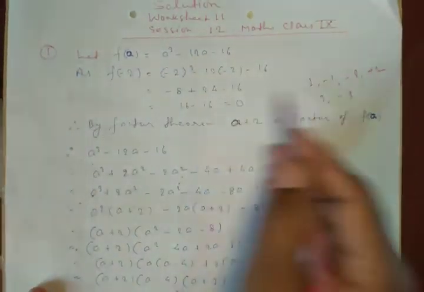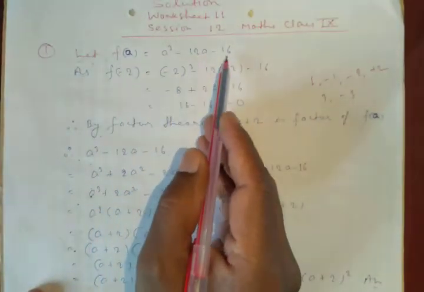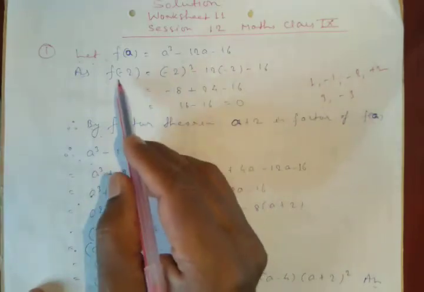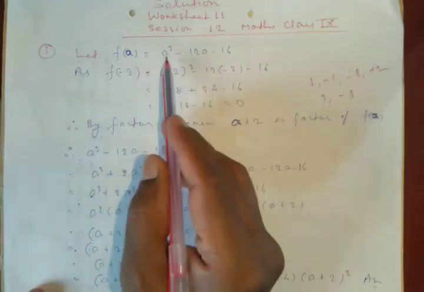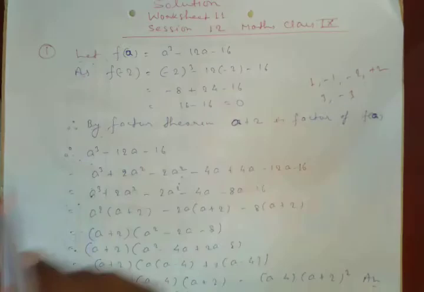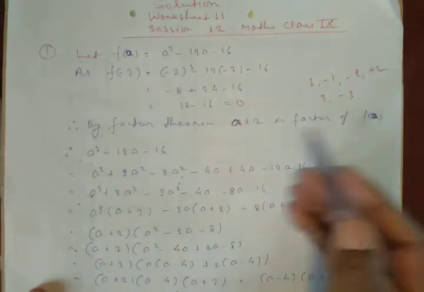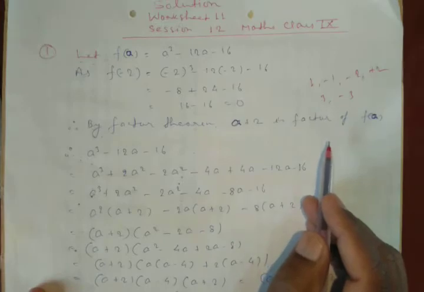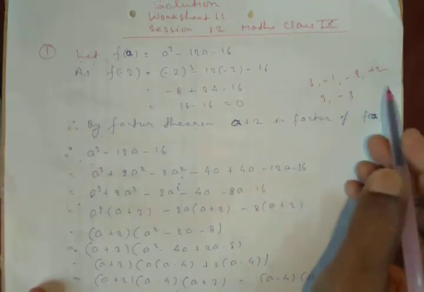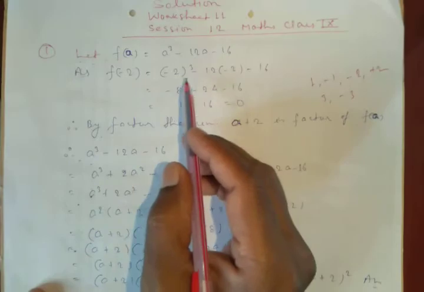Here I did some rough work, and then I found that when you put a equal to minus 2, then it becomes 0. You can choose 1, minus 1, and so on, but it will take time. So do some rough work in short, and then you will find out quickly.